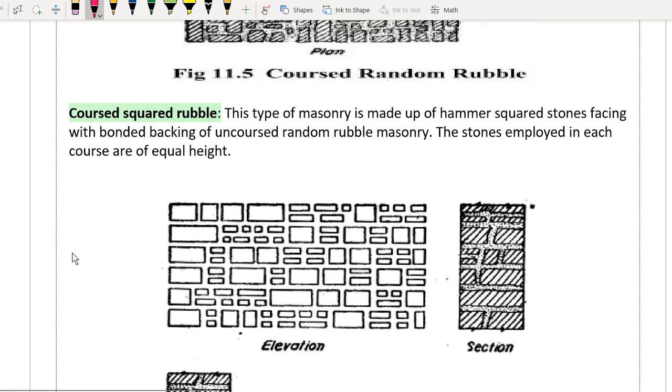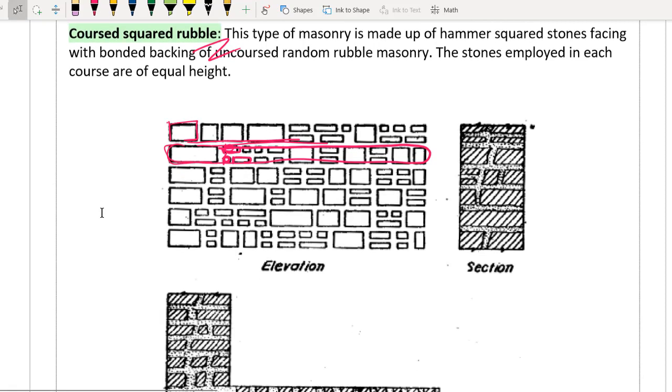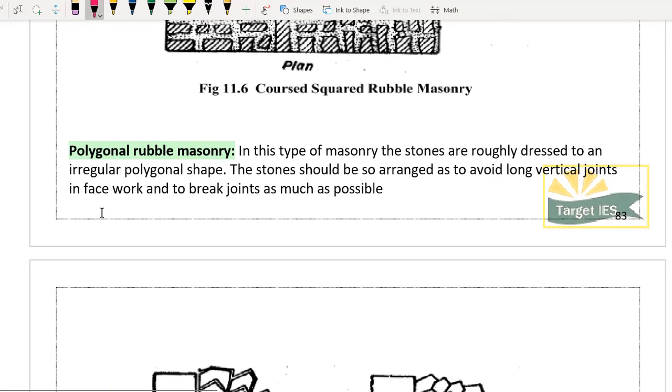Next is coursed square rubble masonry. If you have perfect squares, then we will be calling it coursed square rubble masonry. You can see here, if the size of my stones is smaller, I am using them in 2 courses, but this will be considered a single course only. The course is being maintained, you might be using only 1 stone or 2 stones, it doesn't matter. The horizontal section is maintained, that's why I am calling it coursed square rubble masonry.